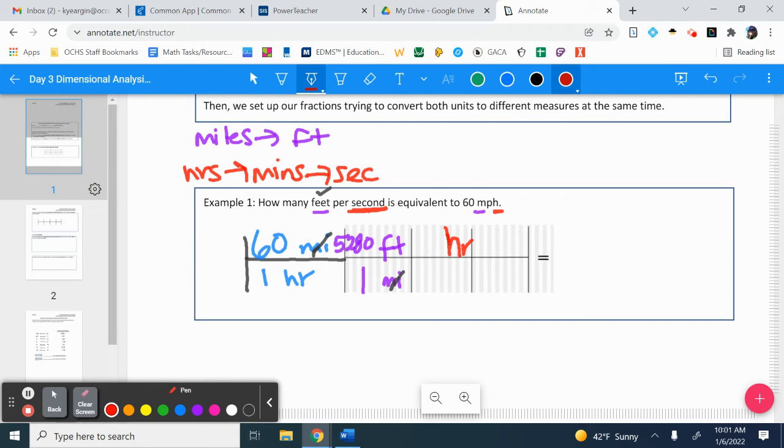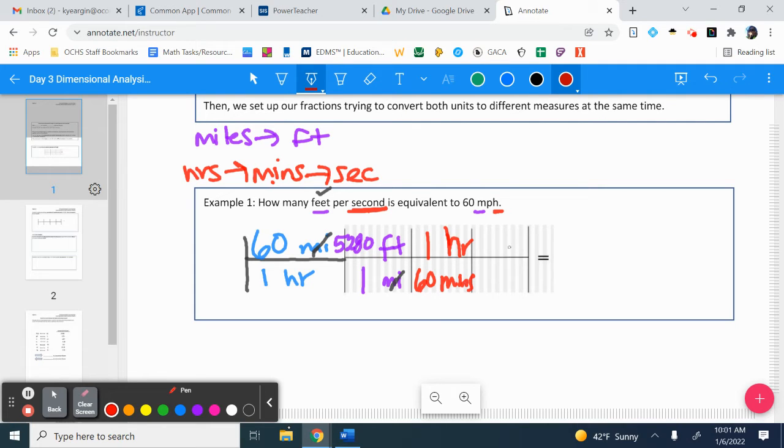And I can follow my roadmap. Hours have to turn into minutes. Well, you ask yourself, which one of these two units are larger? Is it an hour or is it a minute? Well, an hour is larger. And then you ask yourself, how many minutes are there in an hour? There are 60. So now I'm at minutes in the denominator.